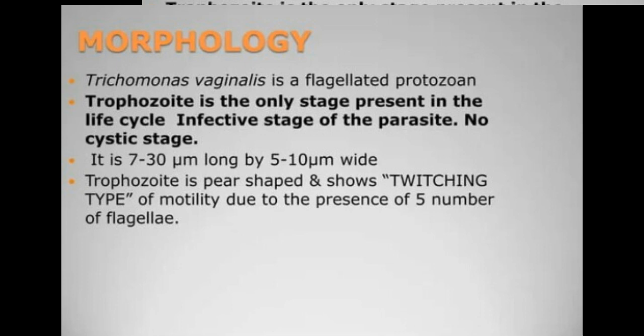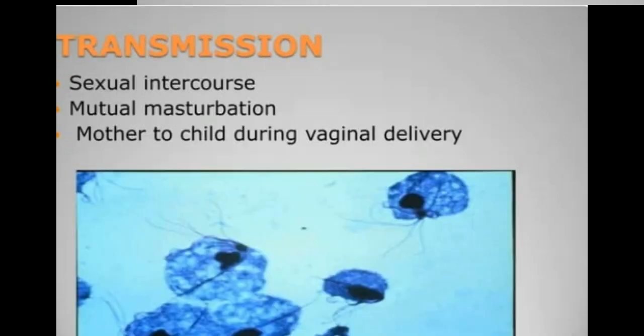Morphology: Trichomonas vaginalis is a flagellated protozoan. Trophozoite is the only stage present in the life cycle. Infective stage of the parasite, no cystic stage. It is 7 to 30 μm long and 5 to 10 μm wide. Trophozoite is pear-shaped and shows a twitching type of motility due to the presence of 5 flagella. Transmission: Sexual intercourse, mutual masturbation, mother to child during vaginal delivery.